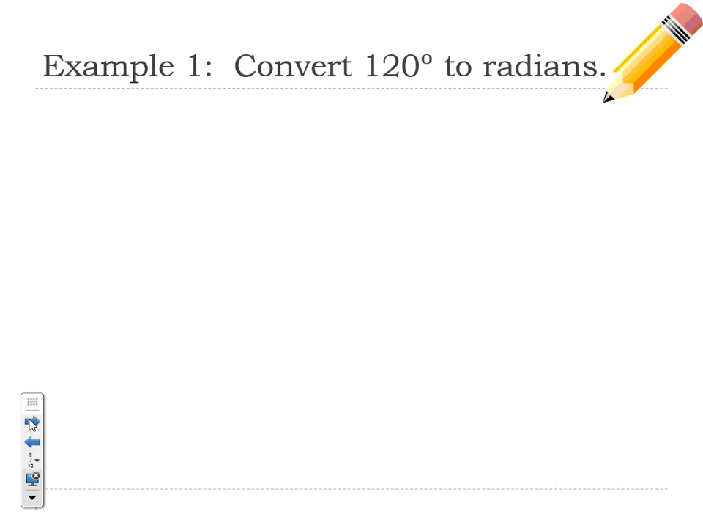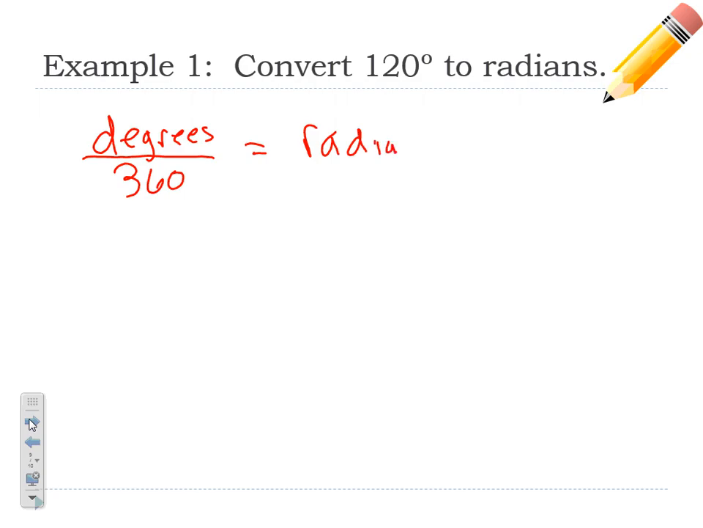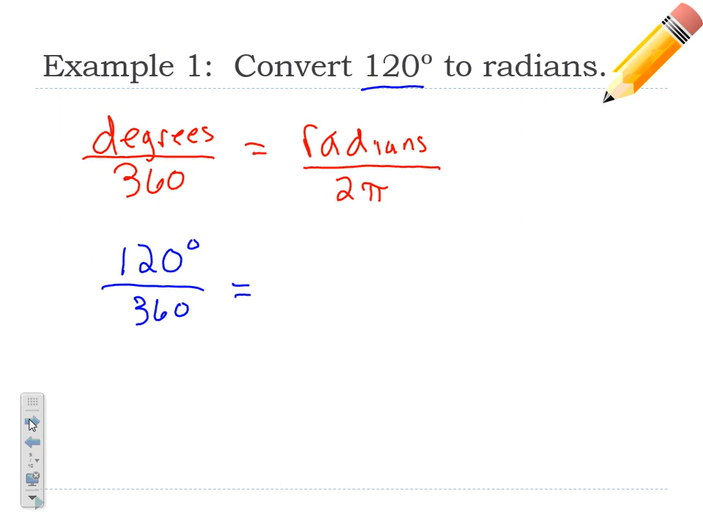Okay? All right. First example, we need to convert 120 degrees into radians. So we know when we set this up, it's going to be degrees over 360 equals radians over 2 pi. So we have to leave it in terms of pi. We have to remember that. Plug in what we know. I know the degrees, so I have 120 over 360 equals, I'm going to call my radians x over 2 pi.